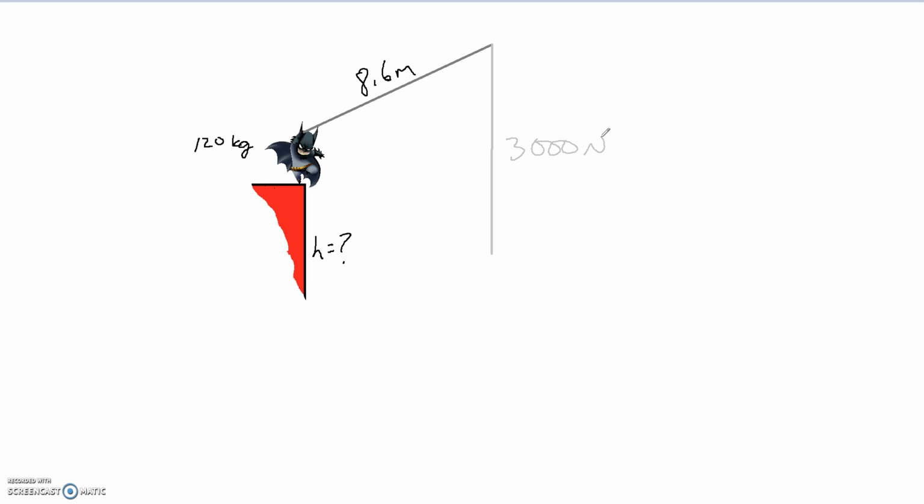So what we need to do is try and find out how high he was when he started out. So Batman's going to go from there, and then of course he is going to end up at the bottom here. So we're going to find out how high up he started in order to get this kind of situation to occur. Now there's two things involved in this.